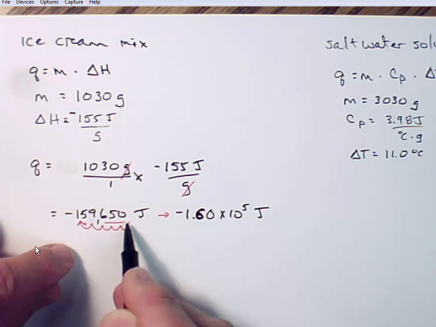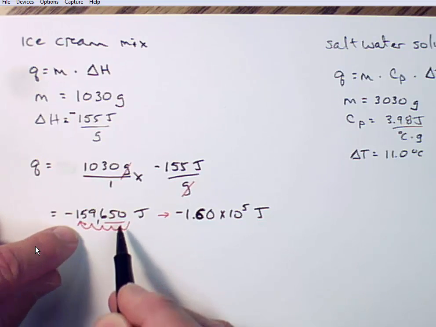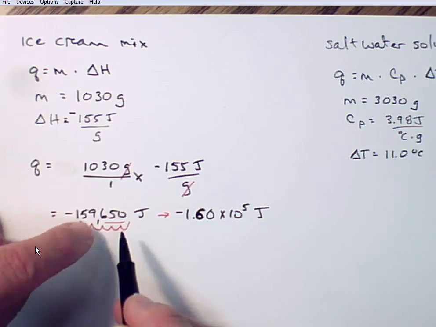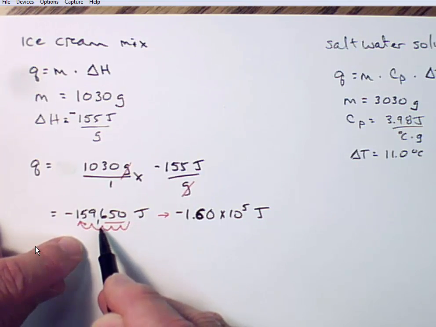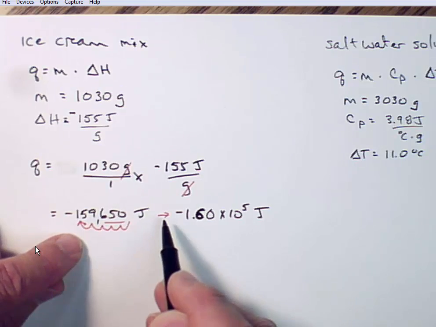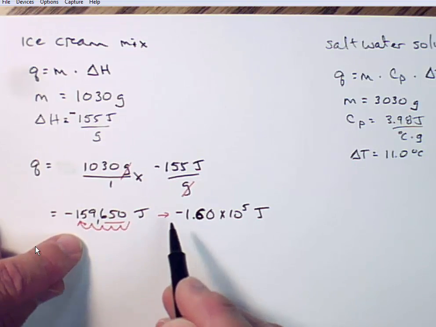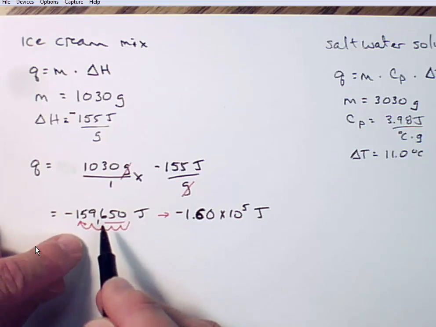I'm going to move the decimal place to write the answer in scientific notation. Anytime you're getting rid of a digit in the ones place, you've got to write your answer in scientific notation. Move the decimal place 1, 2, 3, 4, 5 places to the left. So we round it off, have to use an arrow to show that, to a negative 1.60.